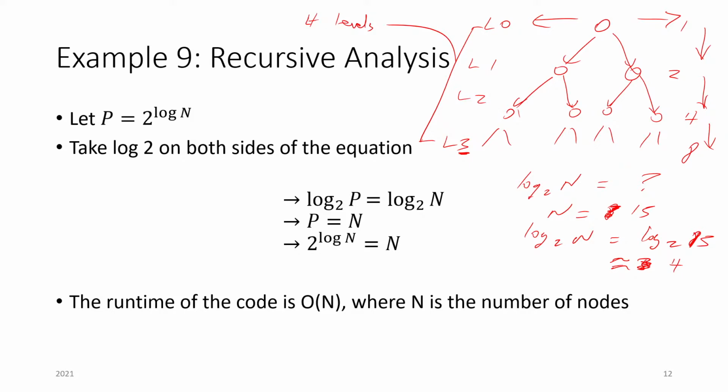So either reasoning works. N could be the total number of nodes for the entire tree, or n could be the number of nodes at the lowermost level. Either reasoning is fine once you basically show your reasoning and your deduction regarding this.